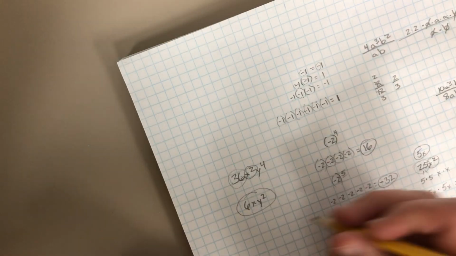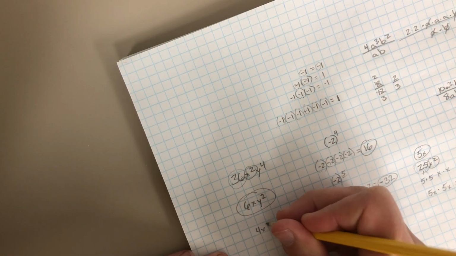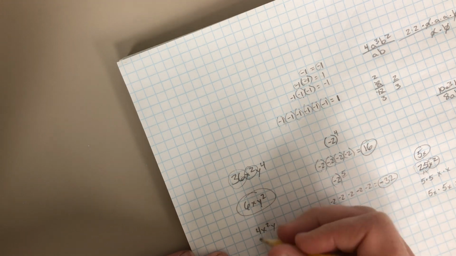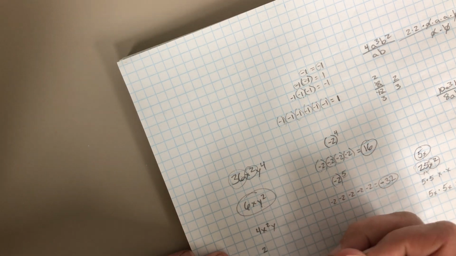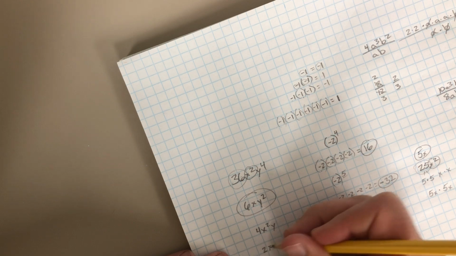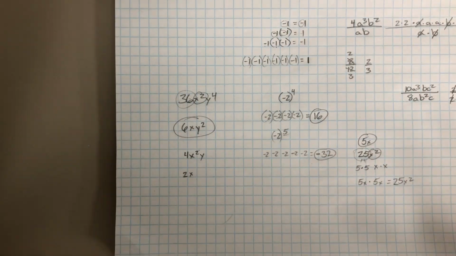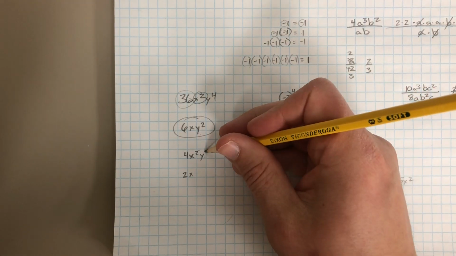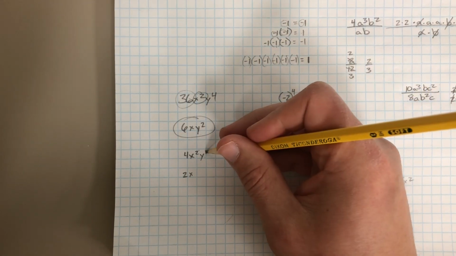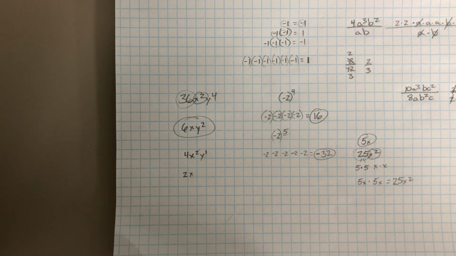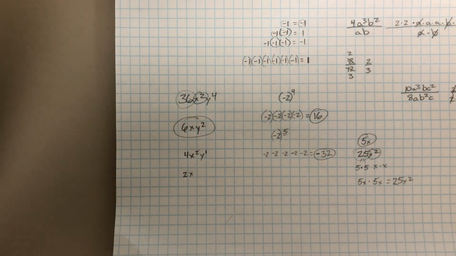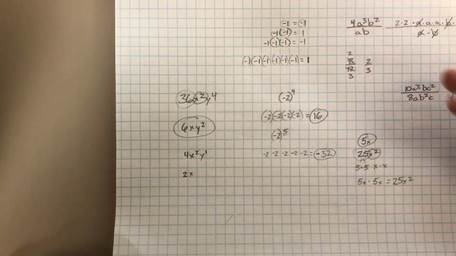Okay. What about this? 4x squared y. All right, 4 is 2 times 2. X squared is x times x. But y, can I break y down? No, I cannot, because it is an odd power. It's like y to the 1st. And if this number is odd, I can't break it in half and have it be a perfect square.